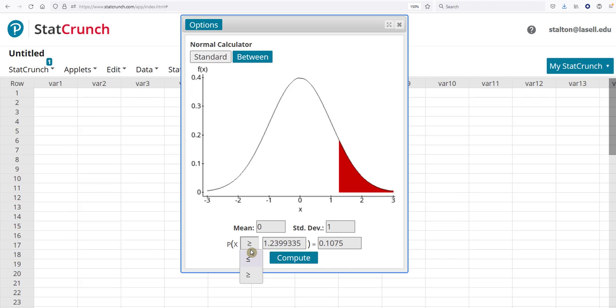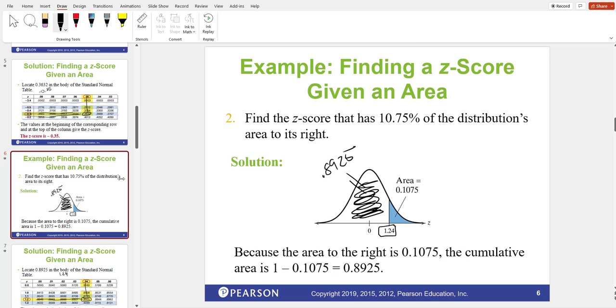With the table, if you're going to use the table, it only gives you the area to the left, not the area to the right. Okay.